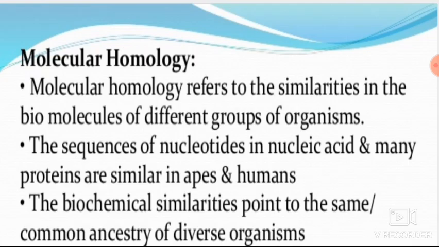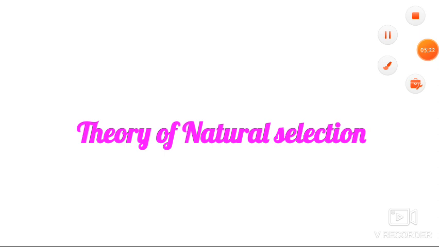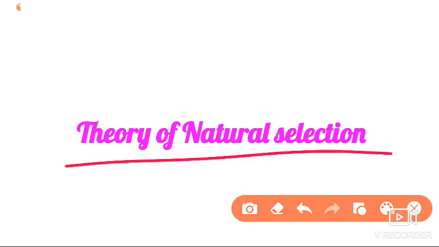Students, moving to molecular homology that you studied, genes and proteins are also evidences for evolution, because so many genes are similar in diverse organisms. They are all the same, so we can take that as an example too. Moving to the next one, the theory of natural selection. In this theory of natural selection, they mainly gave two examples.